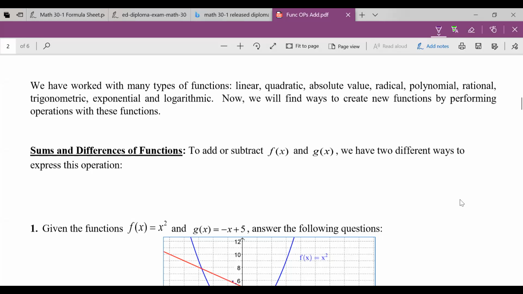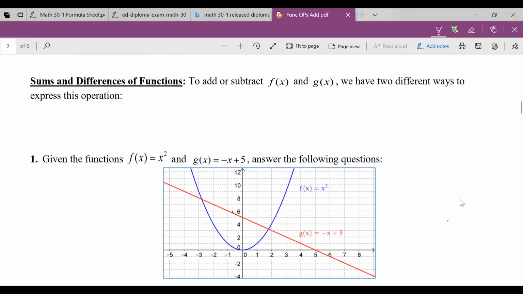So, as I was saying, we're going to create new functions by performing operations with these. And we'll use all of the functions that we've learned how to work with this year. What we'll begin with to start is adding and subtracting. Now, adding and subtracting these things, we're going to have two different functions, three at most, okay? Never more than three functions in 30-1. And we're going to add and subtract these things together.